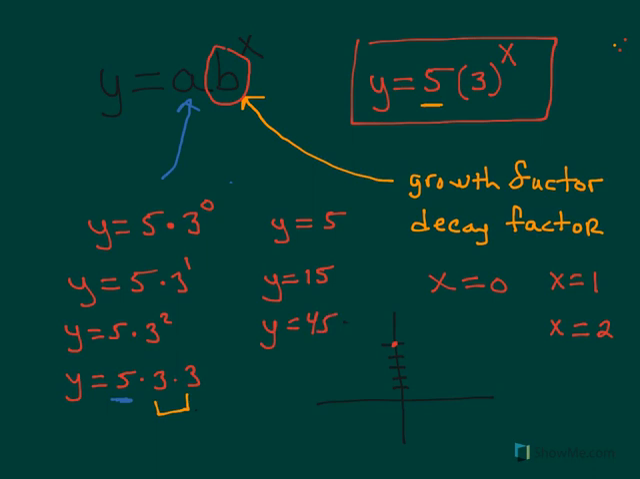And you can kind of see that exponential growth pattern that we were talking about the other day. So notice to get from here to here, we had to do times 3, and then to go from here to here, you had to do times another 3. And your function is going to grow rather quickly.